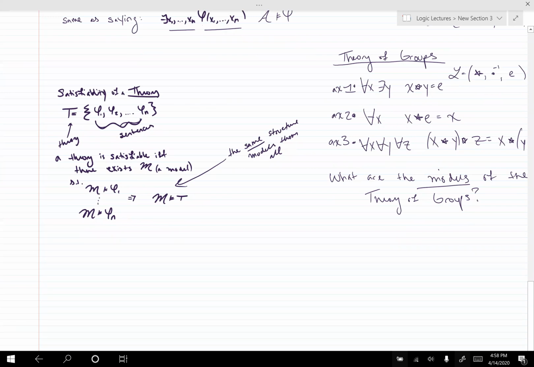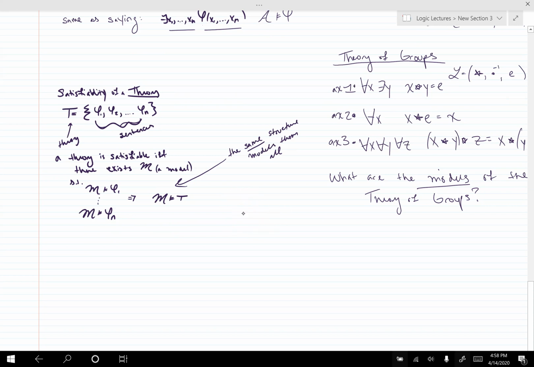A theory is satisfiable if and only if there does exist a model. And to be clear, it's a model of each of the sentences. The same structure models them all. It's not like I have this one models the first one, and I have this one models the second one, and so on. That's not cool. We mean the same one.